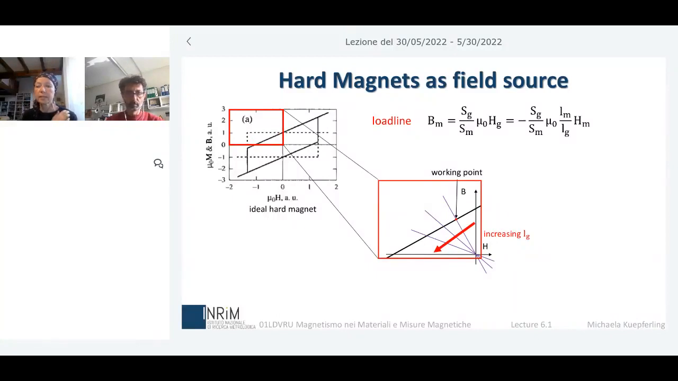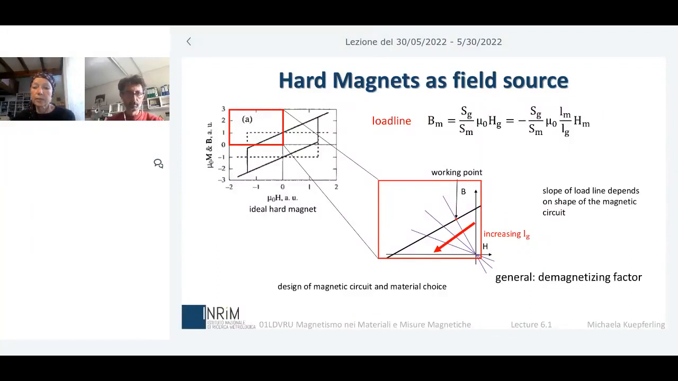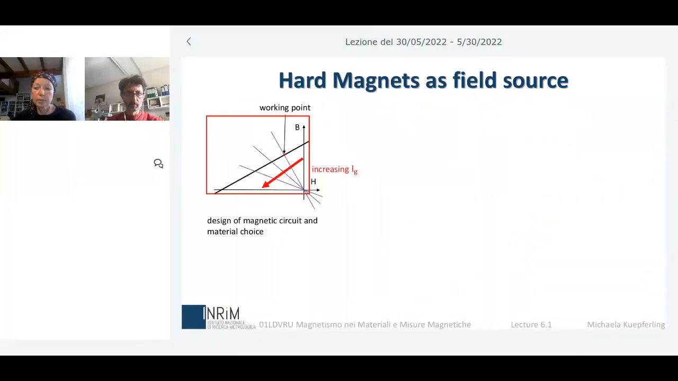And this depends basically, I told you, on this geometrical factor, but this geometrical factor, of course, is related to the demagnetizing field in general. So in general, you don't work in an application exactly in the remanence point. You work in a point close to the remanence. And this depends on how you designed your magnetic circuit. So you have to be very careful when you design your magnetic circuit. So not only the choice of material is important, but also the design of the magnetic circuit, as I told you.